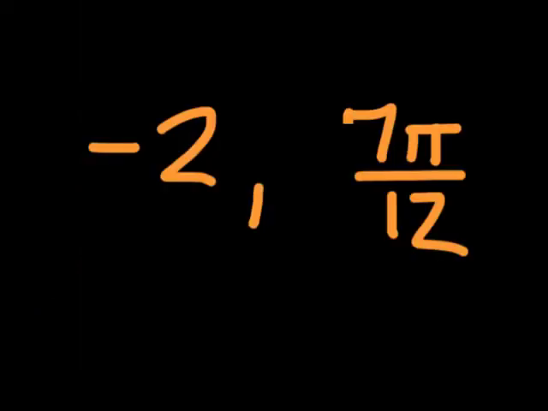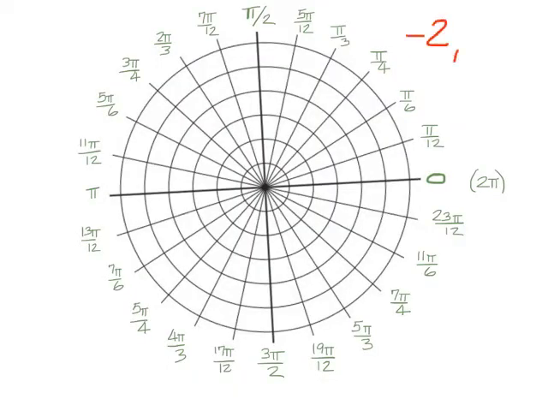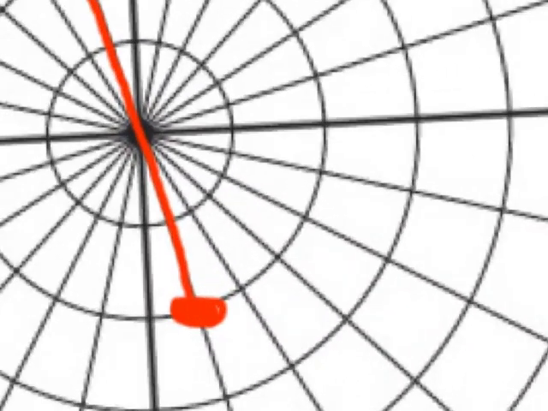Example number 2. Here's negative 2, 7 pi over 12. What quadrant is 7 pi over 12 in? It's in the second quadrant. It's right here. But you have a negative 2. So instead of using this spoke, you're going to follow it down to here and use that. Go out 2 on that one.